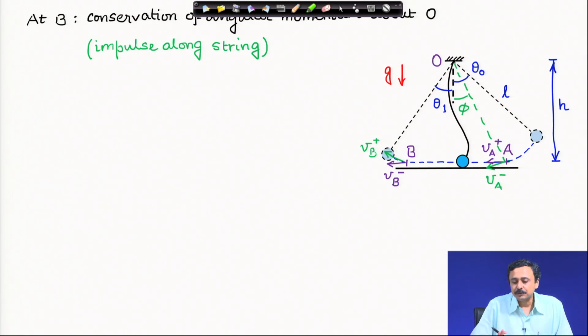Now, this is an impulsive force, but this force is acting through that point O. Remember, this impulsive force, which may have very high magnitude, is acting through this point O.